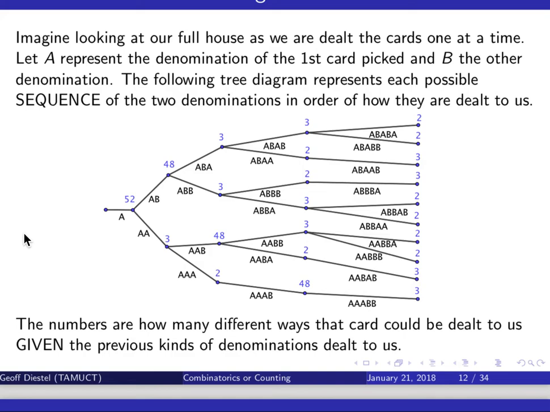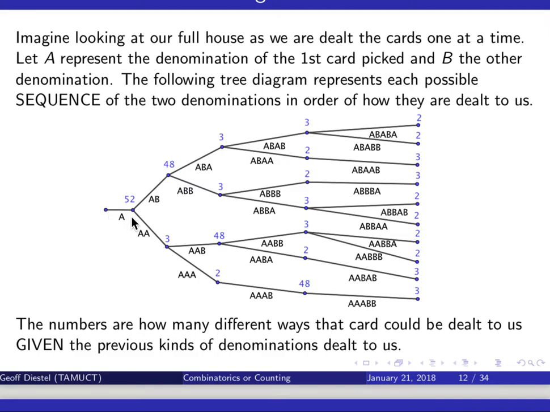So I'm going to use the letter A to represent one of the denominations and the letter B to be the other denomination. So A is going to be the denomination we happen to see first. Right now I'm using a tree diagram just to illustrate the different ways we could see the two denominations come to us in order, even though poker hand order doesn't matter.